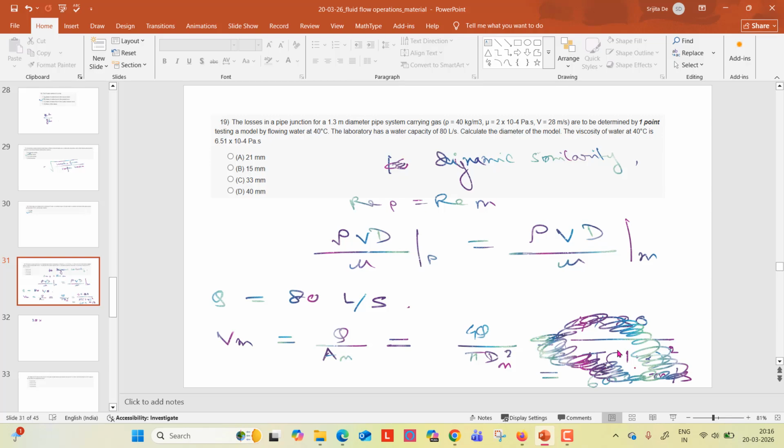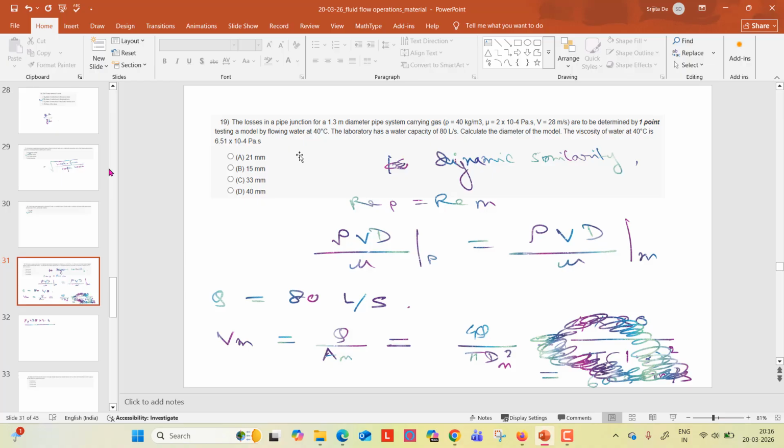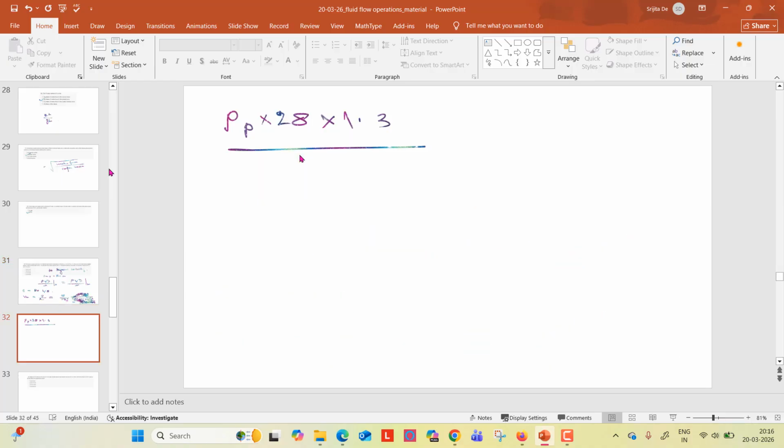So this is the wrong part. Don't do this. Let me write first. Rho p is same. Vp is 28. Dp is 1.3, and mu p is given, which is 2 into 10 to the power minus 4. 2 into 10 to the power minus 4 equals rho m is given into this.